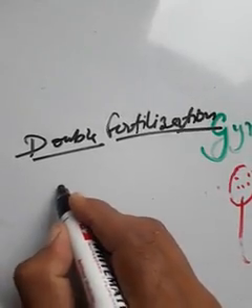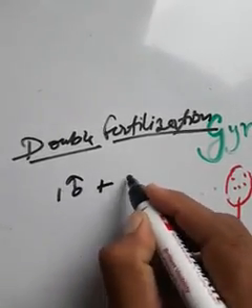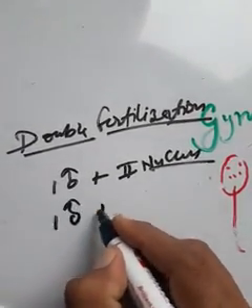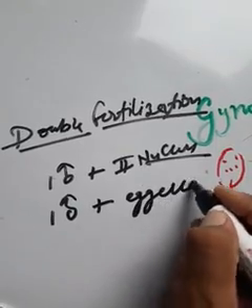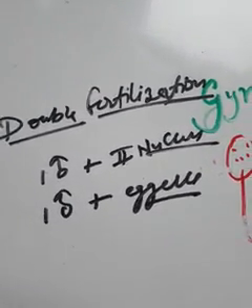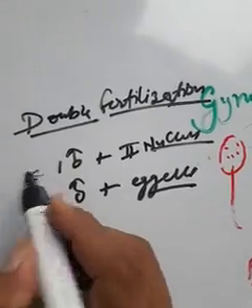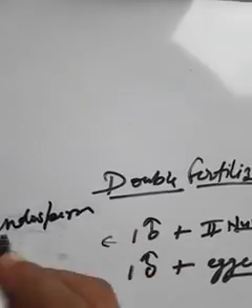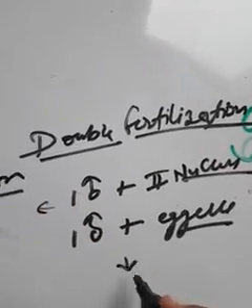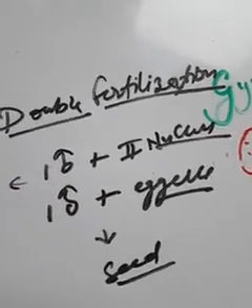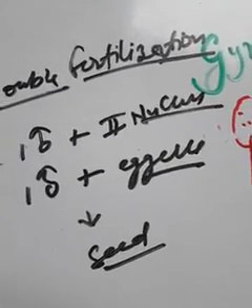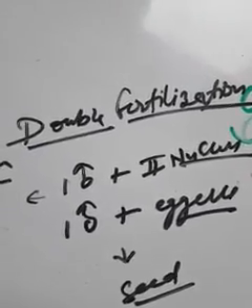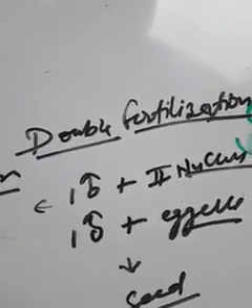One male gamete fuses with the secondary nucleus, and one male gamete fuses with the egg cell. Two types of fertilization occur here. In the first, endosperm will form. In the second, the seed will form; the embryo will form here. This is the event of double fertilization and triple fusion, a special characteristic of angiosperms.